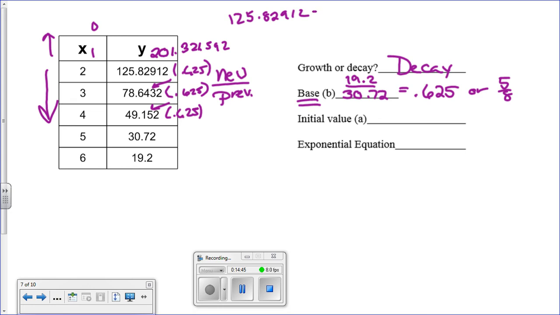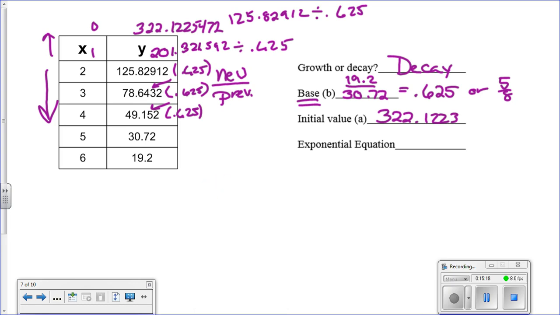I'm going to divide that by 0.625. And my guess is that's going to give me another large decimal. So it's 322.1225472. Yikes. So I'm going to say my initial value is, we'll just round this, 322.1223. The other way to get this value is to do y equals a times b to the x.